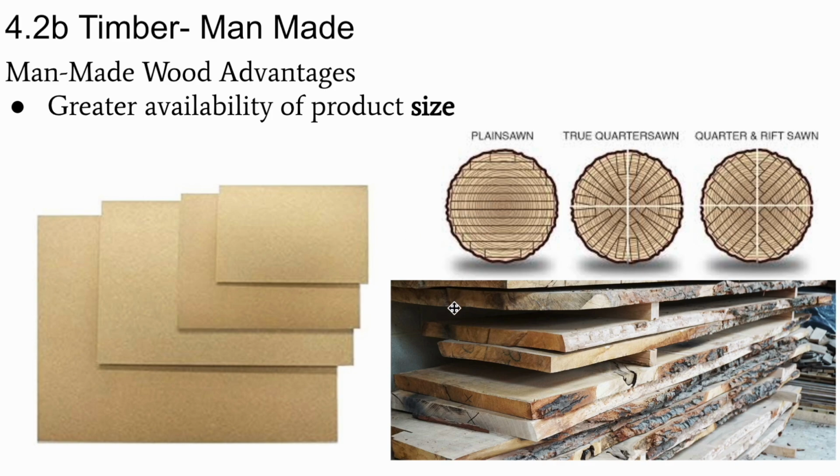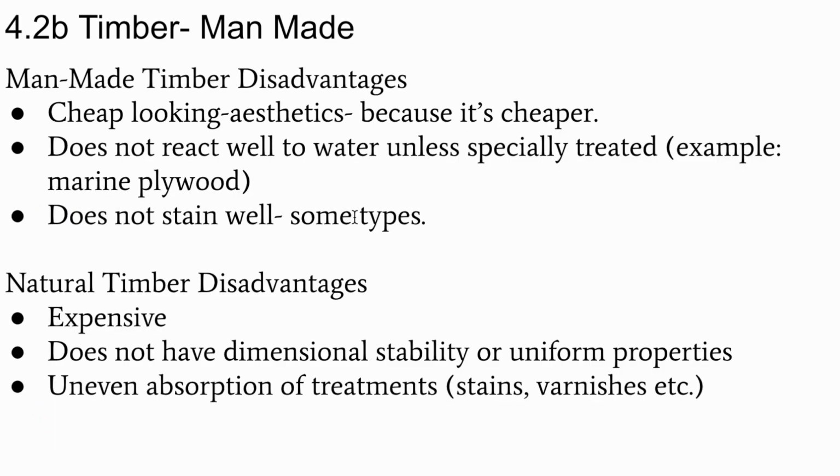In order to get a natural piece of timber that would be the same size as, say, this one right here, it would be incredibly expensive. You would have to have, first of all, a very large tree, which there are less and less of as time goes on because we've cut them down. You would also only be able to use sort of the center cuts right here in order to have that very large piece of wood. So it's much more expensive to have a large piece of natural timber as compared to a large piece of man-made timber. Here's some disadvantages of both types of timbers.